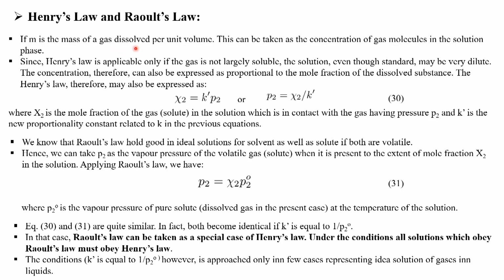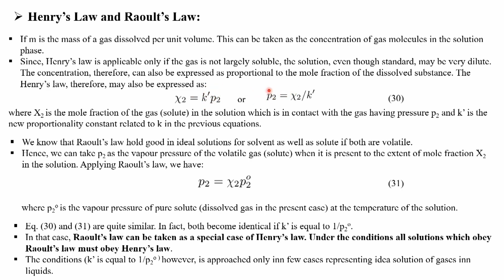If Am is the mass of a gas dissolved per unit volume, this can be taken as the concentration of gas molecules in the solution phase. Since Henry's law is applicable only if the gas is not largely soluble, the solution, even though saturated, may be very dilute. The concentration therefore can also be expressed as proportional to the mole fraction of the dissolved substance. Henry's law therefore may also be expressed as this. So we can also express Henry's law as: the mole fraction of solute X2 is proportional to the partial pressure P2 of component 2, and K prime is the proportionality constant.